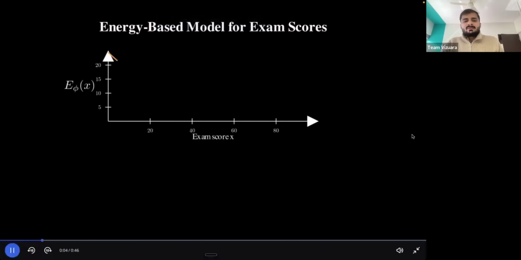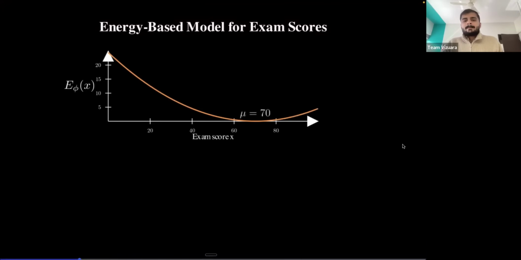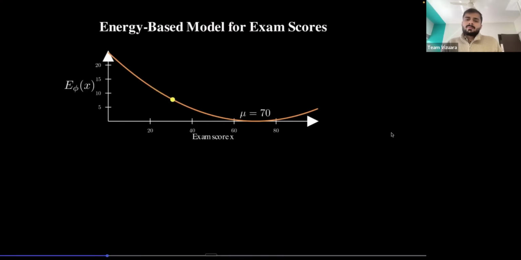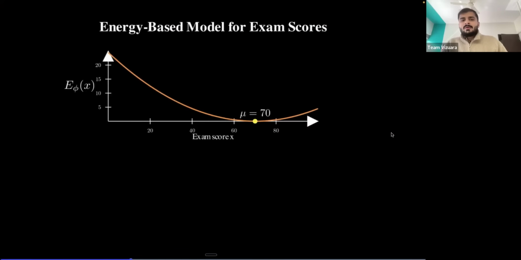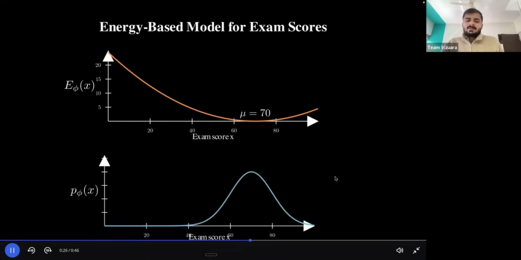So what we have is exam scores which we have collected from students, and for each of these exam scores, we have calculated an energy function. And we can see that the energy function attains its minima for an exam score of 70. And this is exactly the point where we want our probability to be maximum. So in the later curves, you will see the probability curve being plotted, and the probability looks in such a way that this point has the maximum probability, which is exactly what we want.